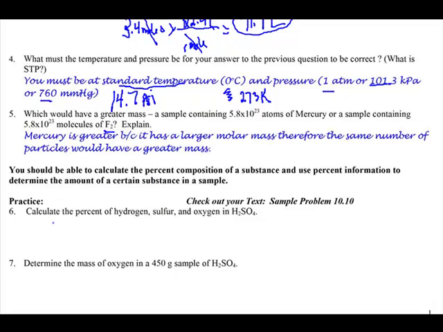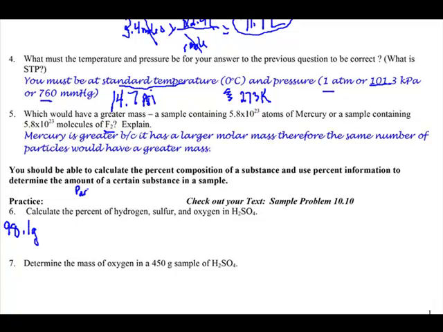Okay, more calculations. It says calculate the percent of hydrogen, sulfur, and oxygen in H2SO4. So the first thing we need to do is figure out what the grand total mass of H2SO4 is. And when you add up 2 hydrogens, 1 sulfur, and 4 oxygens, you should get about 98.1 grams. That's the total. That's kind of like saying, I want to know how many red, blue, and yellow M&Ms in a bag of M&Ms. Well, the first thing you need to do is figure out how many total M&Ms there are in the bag. And then we're going to do the percents.